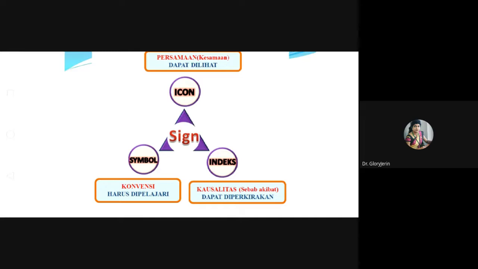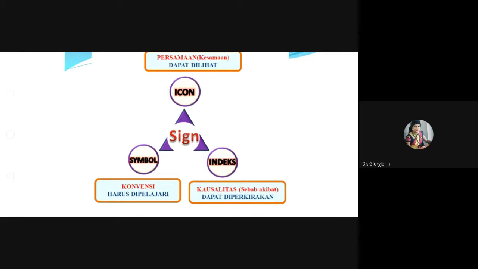And symbolic: the meaning of a sign according to agreement is called symbolic. This is a conventional association. The meaning is arbitrary. We can agree or not, but it is a social agreement, so the meaning can be symbolic meaning.